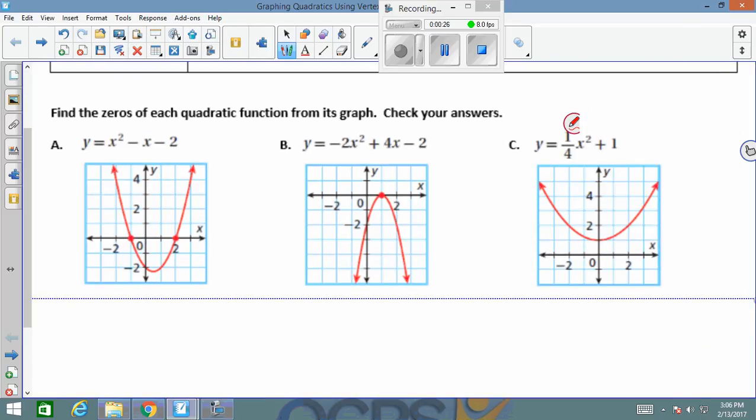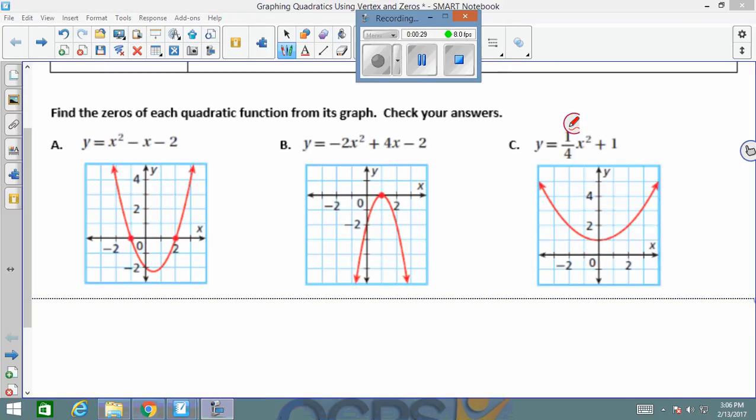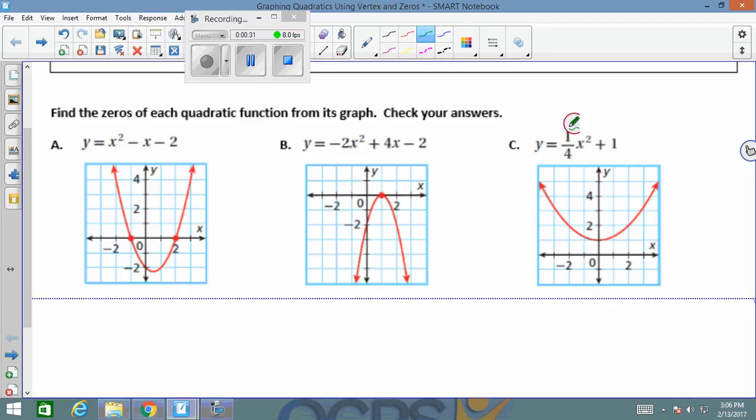So we're going to look here. Remember, the x-intercepts are the points that cross the x-axis. So our point would be here. That point, or ordered pair, would be -1, 0. The other one would be here, which is at 2, 0. So those are our zeros, our solutions. And we have 2 of them in this case.